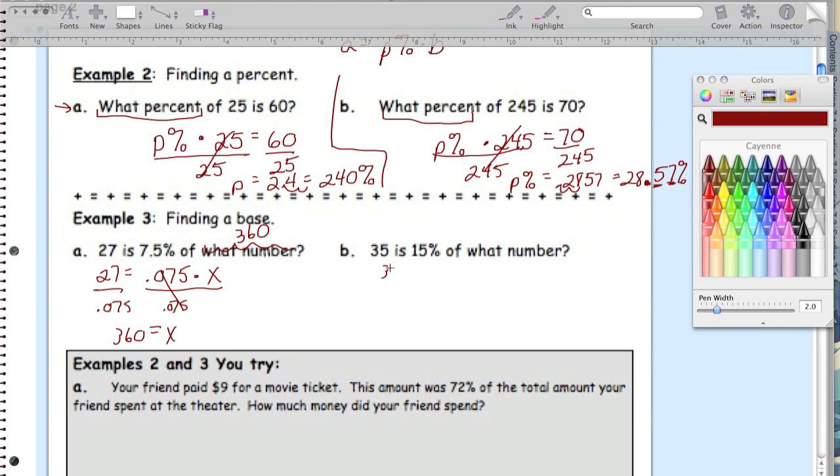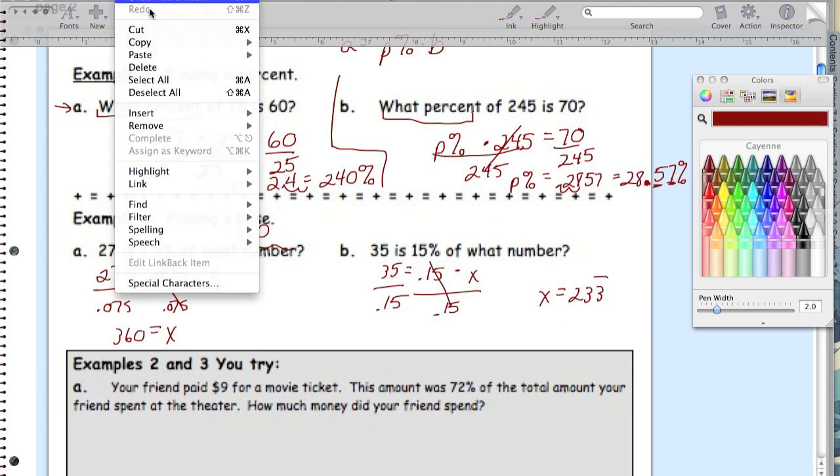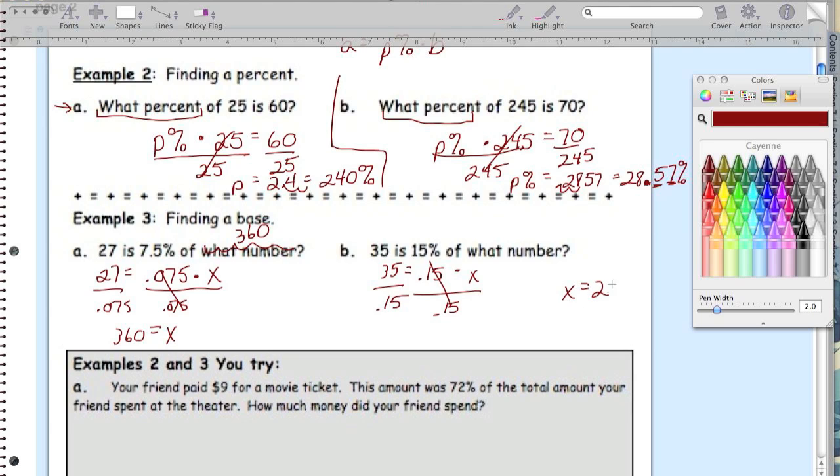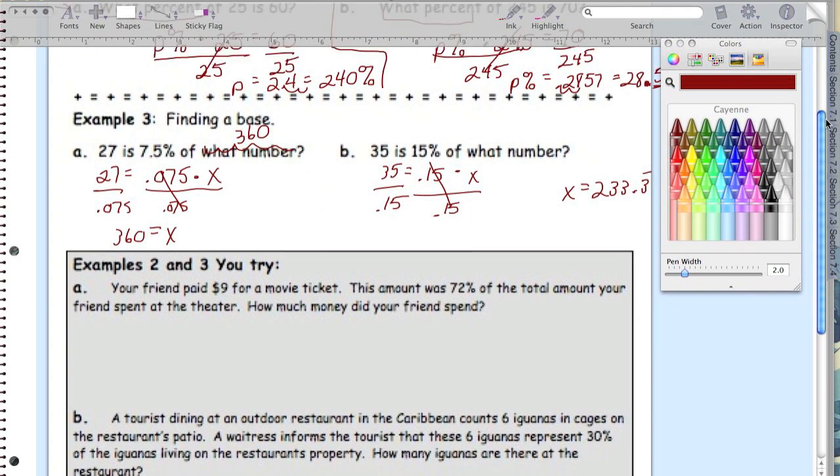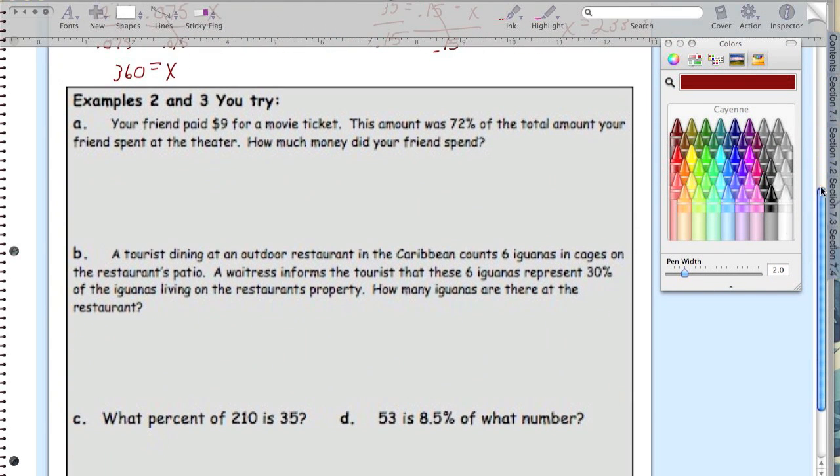Letter B, 35 is 0.15% of what number? Divide by 0.15, divide by 0.15. Those cancel, and 35 divided by 0.15 equals 233.3 repeating. It's not a percentage, so our answer stays as is, no decimal movement. Let's try just A and B, then we'll go on to the next page here.